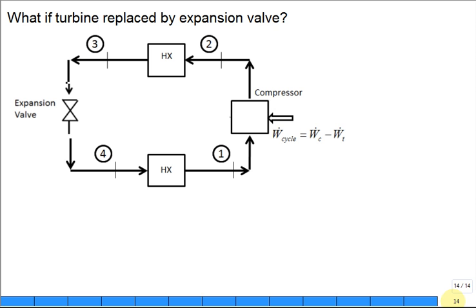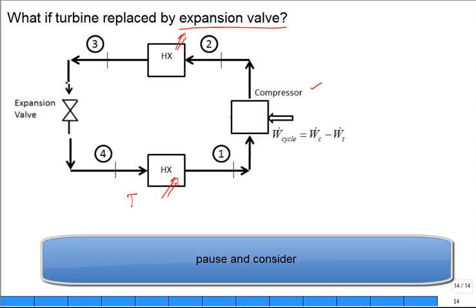Last question. What if that turbine, instead of being right here, you replaced it by an expansion valve? So I have a compressor, ideal gas. I have a heat exchanger. I'm going to reject heat. And I'd like to absorb some heat in this other heat exchanger. And it's an ideal gas going through the whole system. How's that going to work? Would it work okay? How would it work?